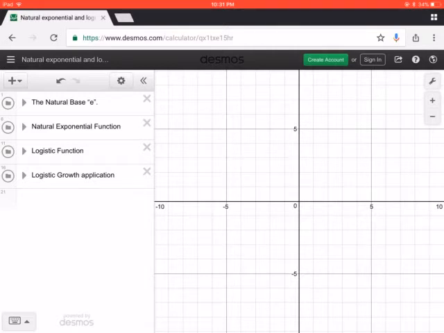So before I move on to logistic, I just wanted to say, with the exponential function, all of the ways that we've translated and reflected functions in the past, we can do all of that with the exponential function as well. It's just the idea that a single base can represent any exponential function.